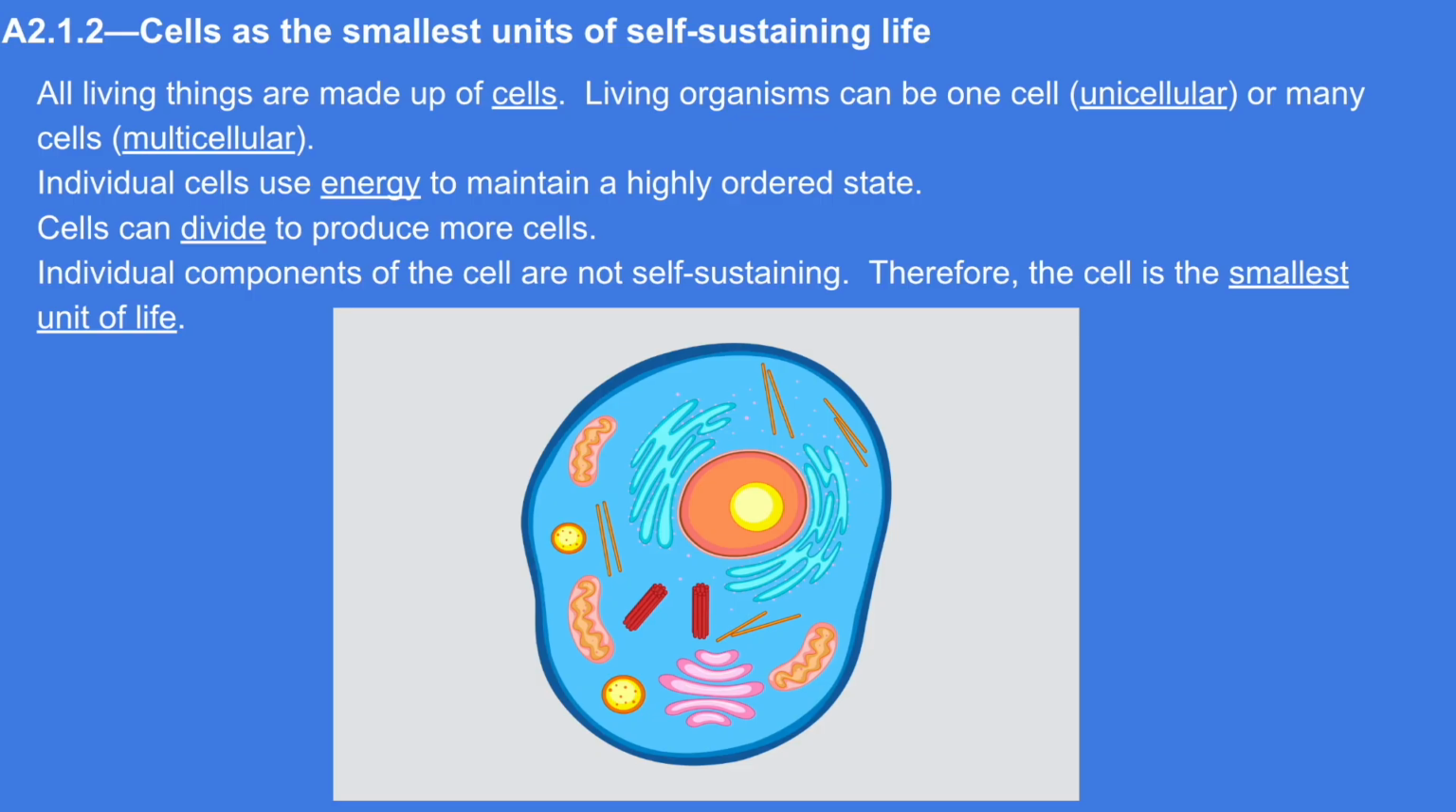Now, all living things are made up of cells. Living organisms can be as small as a single cell, or they may have many cells, which we then call multicellular. Individual cells use energy to maintain a highly ordered state. Cells can divide to produce more cells, but note that individual components of the cell are not self-sustaining. So this mitochondria is not self-sustaining. It's not alive on its own. This Golgi apparatus is an organelle within a cell, but it is not considered to be alive on its own. The smallest unit of life is the single cell.